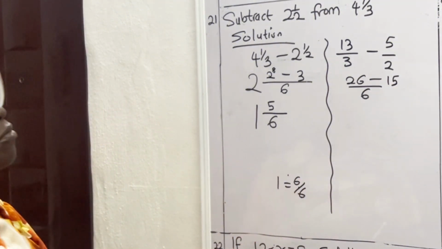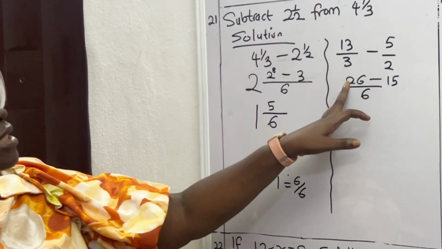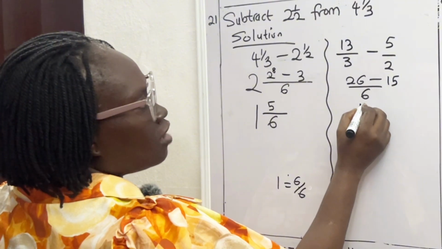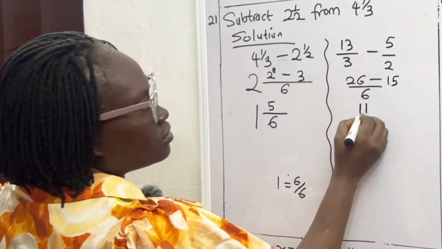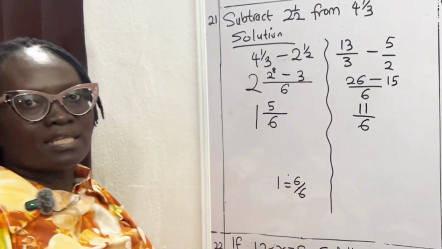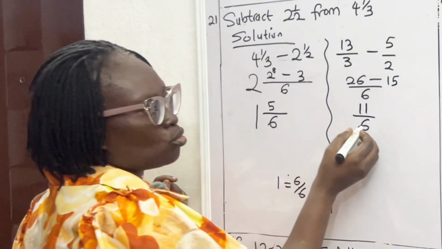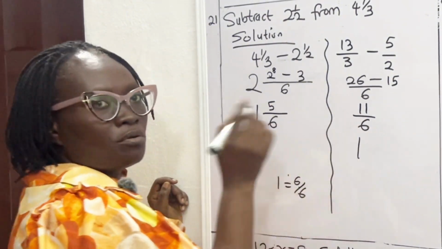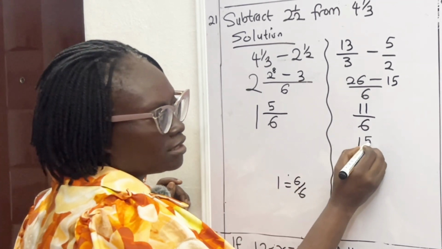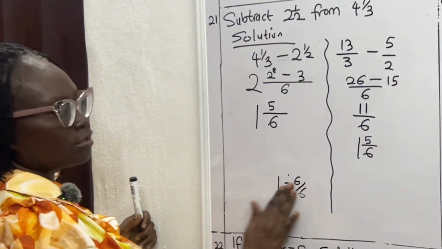So 26 minus 15 is what? 11. Okay, 26 minus 15 is 11. Then the denominator is 6. So your answer is 11/6. You can also convert it to a mixed fraction. So 6 in 11 is 1. Remainder what? 11 minus 6 is 5. So you write 1 5/6. So whichever method is faster for you, you can decide to use.